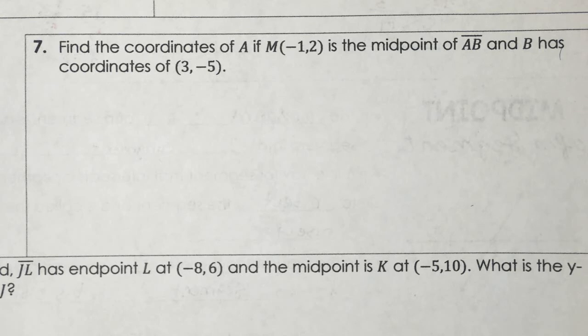If the midpoint of AB and B has coordinates of 3, -5.